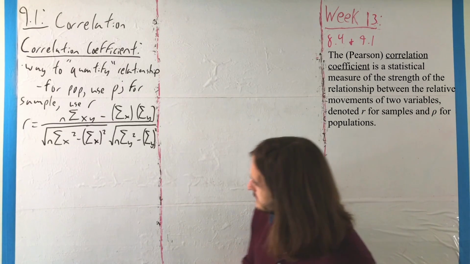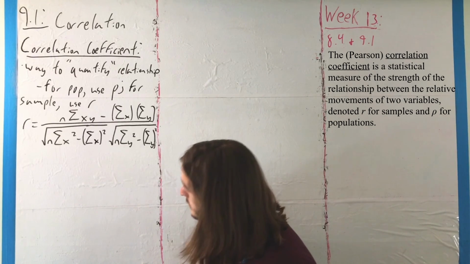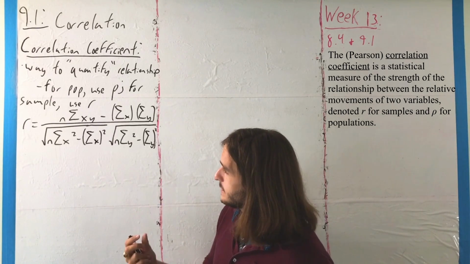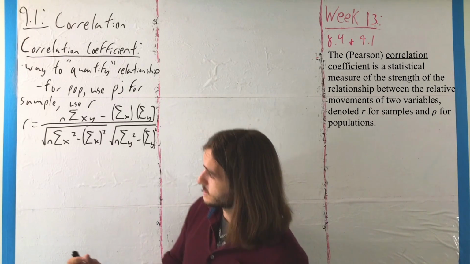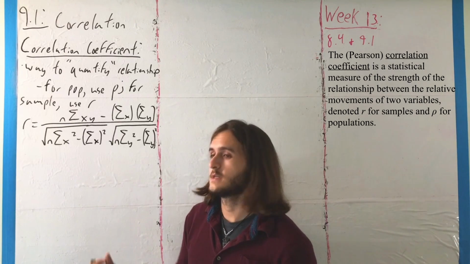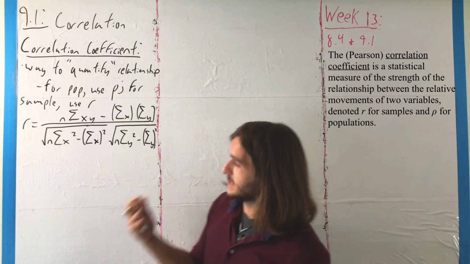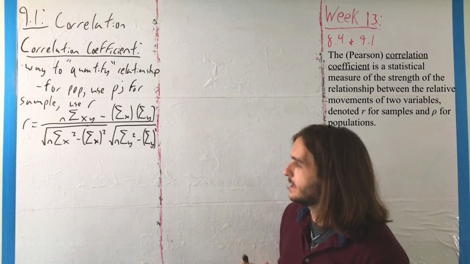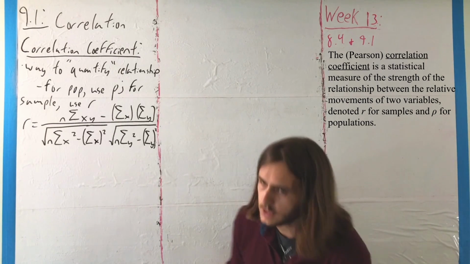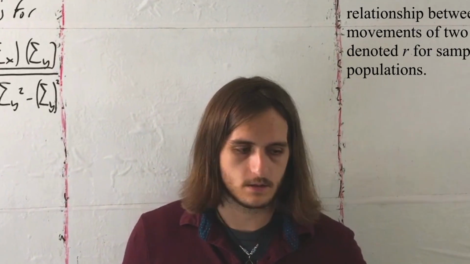But r has the not-so-nice formula: n times the sum of the product x and y, minus the product of the sum of x times the sum of y, over the square root of n times the sum of squares of x minus the square of the sum of x, times the square root of that same sort of thing, n sum y squared minus the sum of y quantity squared, which is a really nasty formula, really nasty sum of things, under radical of things, divided by sum of things. It's not very nice.